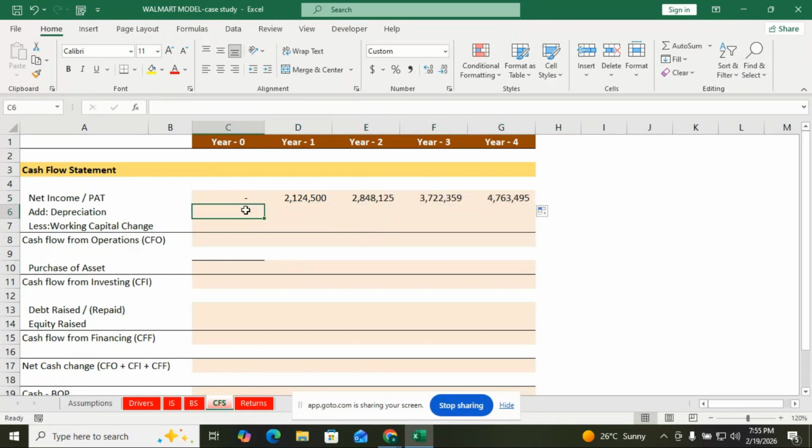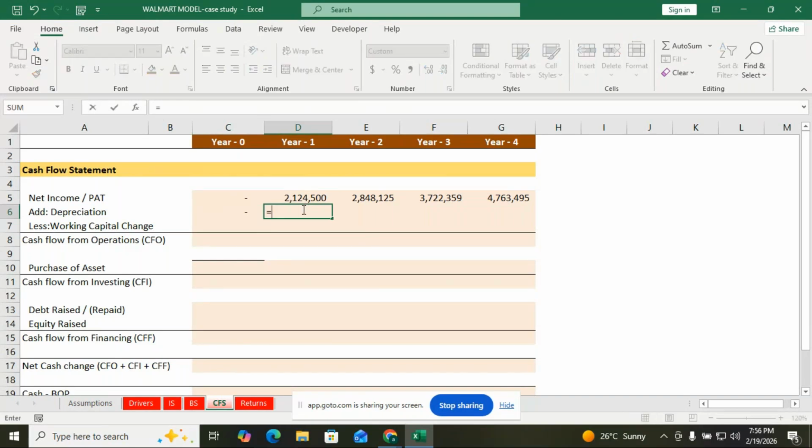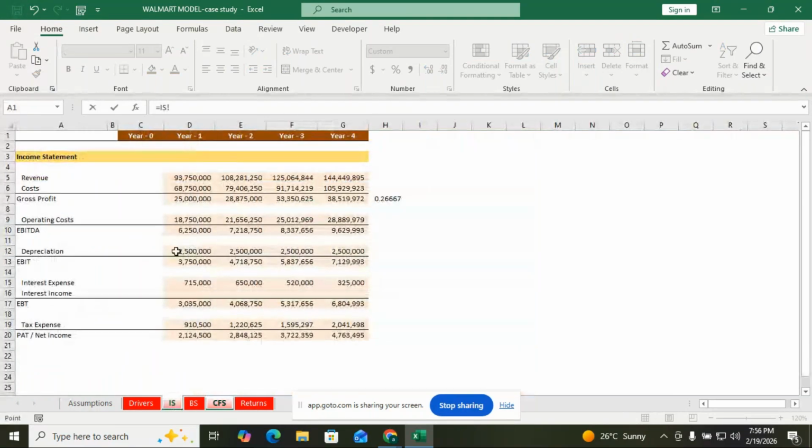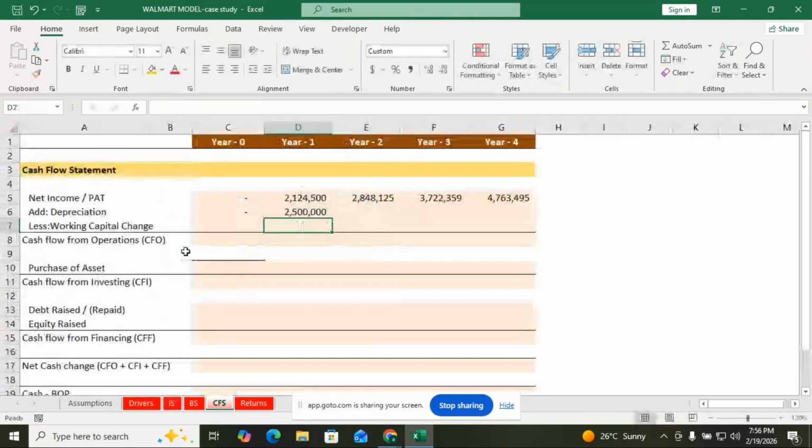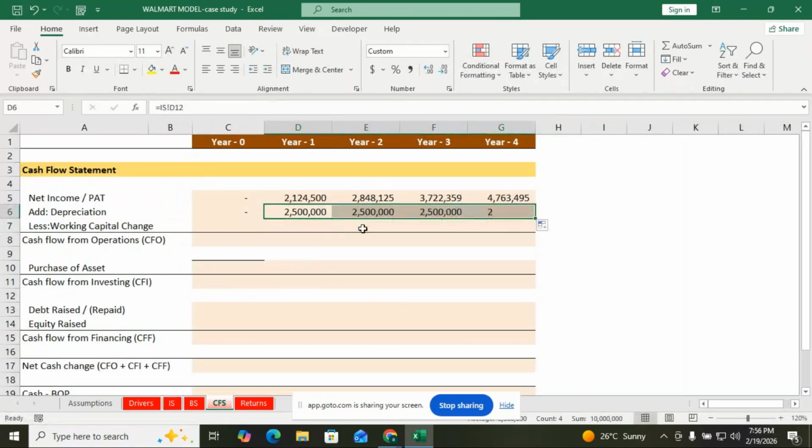Again, for year 0, we don't have the depreciation, right? So it will be nil. We don't calculate depreciation initially. Here equals to, again go back to your income statement, take your depreciation values, which remain the same for the rest of the years.